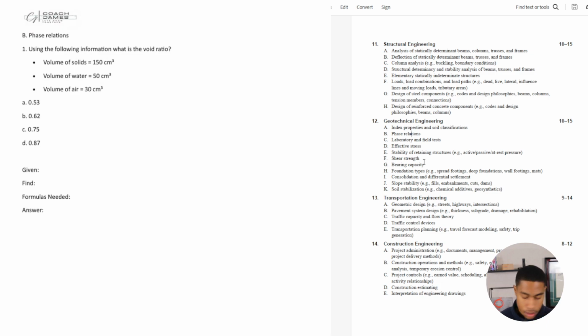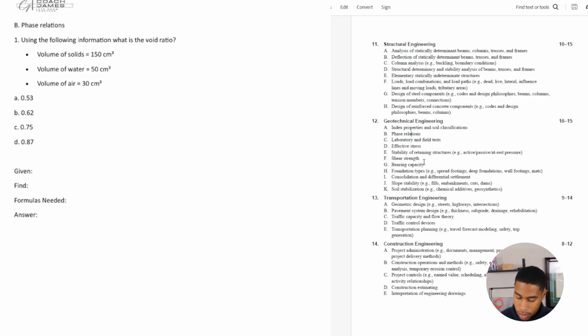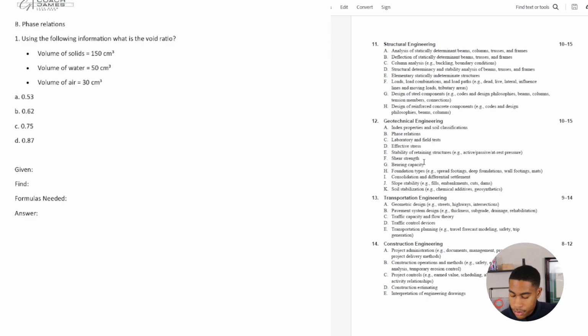All right, so number one says, using the following information, what is the void ratio? So they give us a volume of solids equal to 150 centimeters cubed. Volume of water is 50 centimeters cubed, and then the volume of air is 30 centimeters cubed.